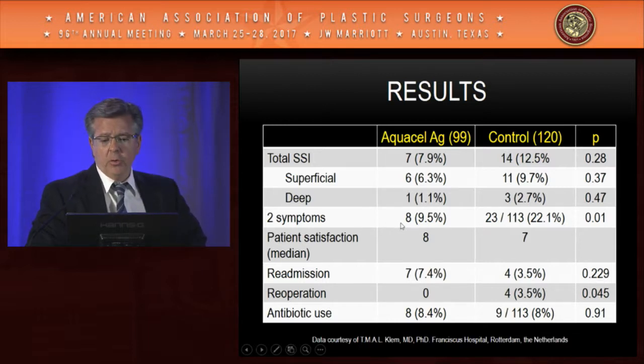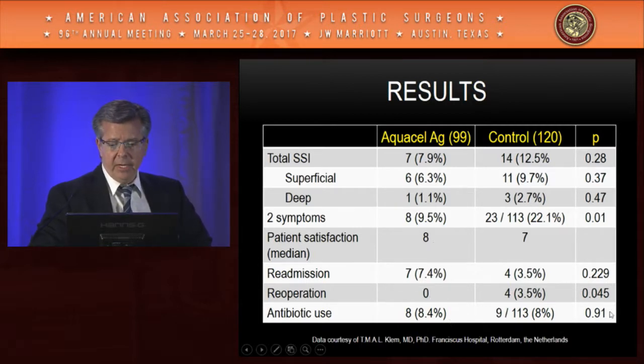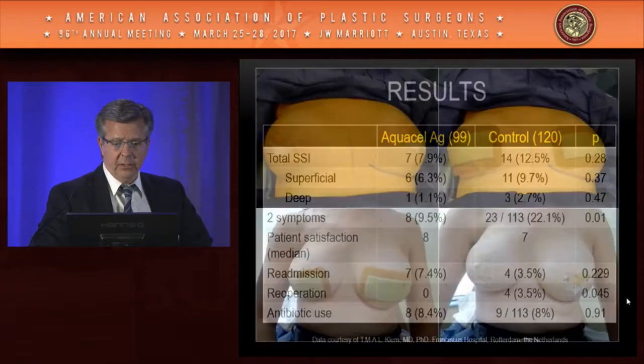So in the Aquacell group, there were 2 or more symptoms in 10% of patients, but it was 22% of the control group. And if you look at patient satisfaction, it was about the same between the two, with Aquacell having slightly higher. Readmission rates, reoperation rates, and antibiotic use were not statistically different.